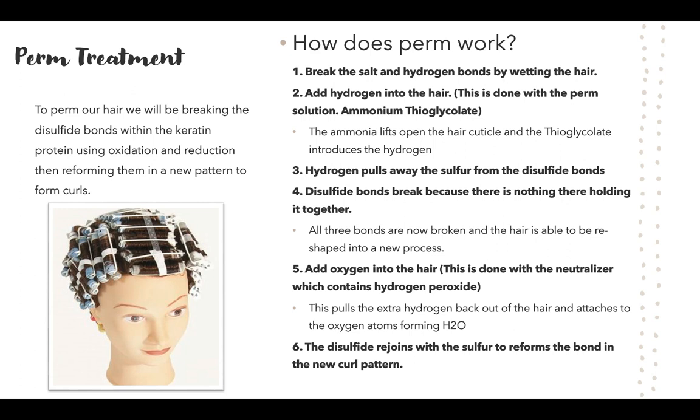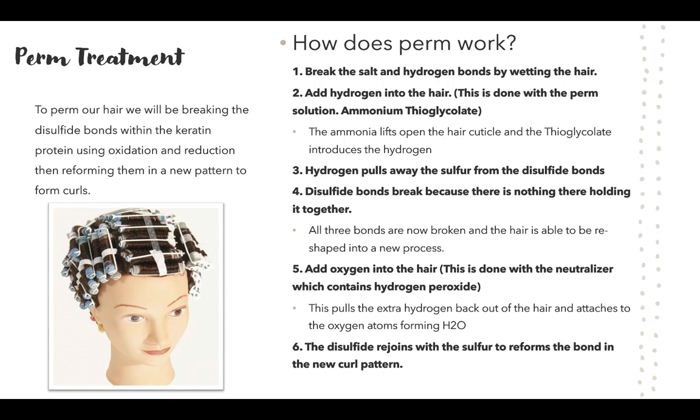Now, let's look at our perm treatments. To perm our hair, we will be breaking the disulfide bonds within the keratin protein using oxidation and reduction processes, then reforming them in a new pattern to form curls. Now, how does this work? First, we are going to break the salt and hydrogen bonds by wetting the hair. Next, we will add hydrogen into the hair. This is done with the perm solution, ammonium thioglycolate. The ammonia lifts open the hair cuticle and the thioglycolate introduces the hydrogen.